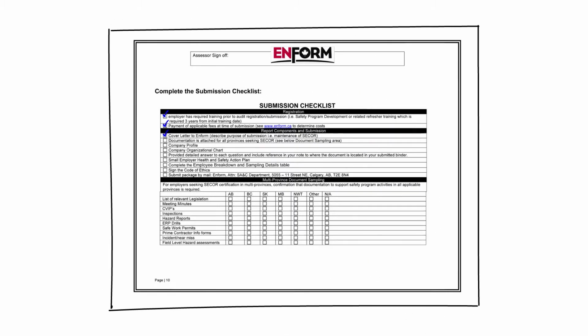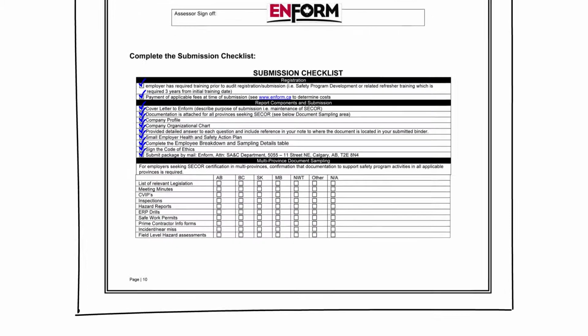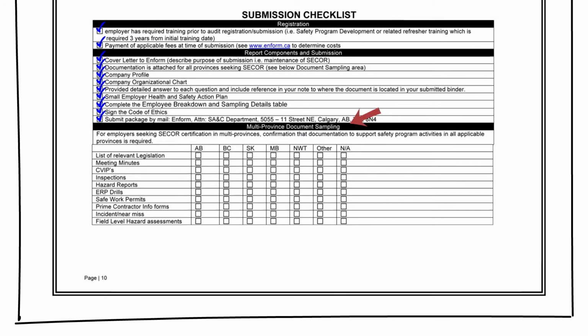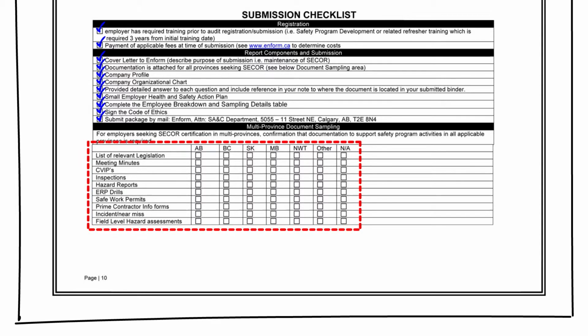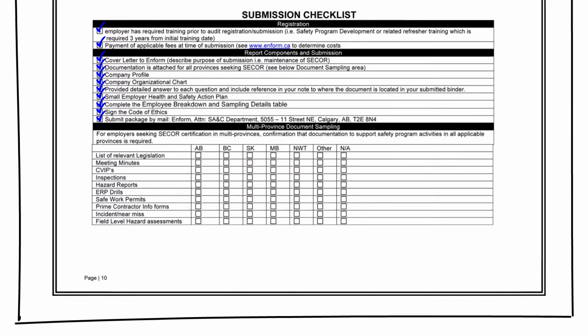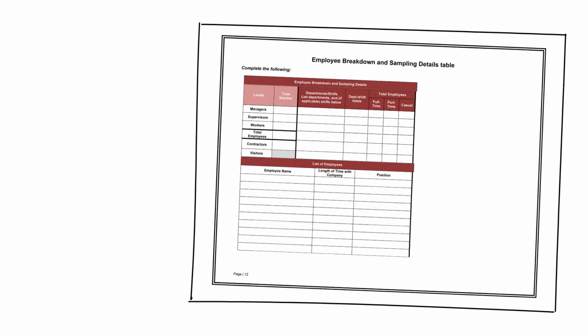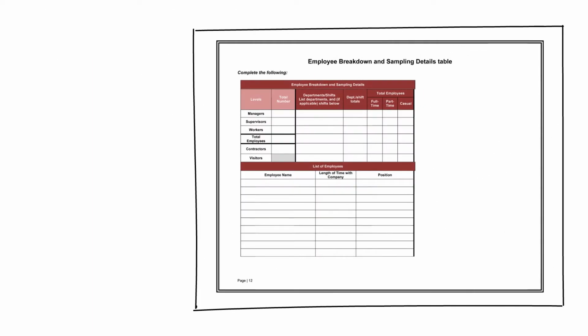This checklist is designed to assist you in the submission process and ensure that things run smoothly when it's time to hand over your audit. The one new area here, multi-province document sampling, at the bottom of the table, is for employers that have WCB accounts in other provinces that they wish to achieve or maintain a SECOR for. If this applies to you, make sure you check off the documents that you will be submitting to support activities in each relevant province. The next new document is the Employee Breakdown and Sampling Details table.